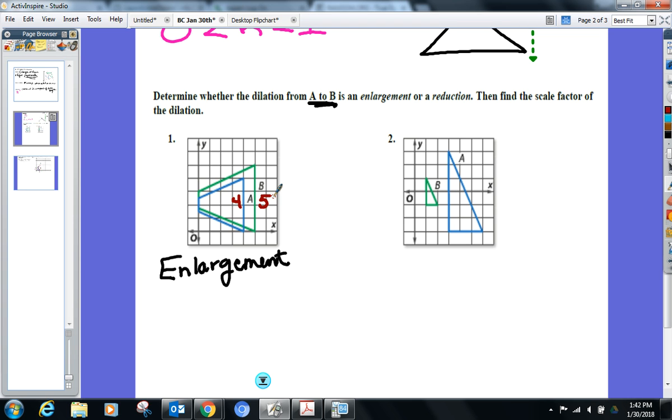How do I write that then? Because couldn't I go 4 to 5 or 5 to 4? There's a big difference. Big difference between them. Maddie?